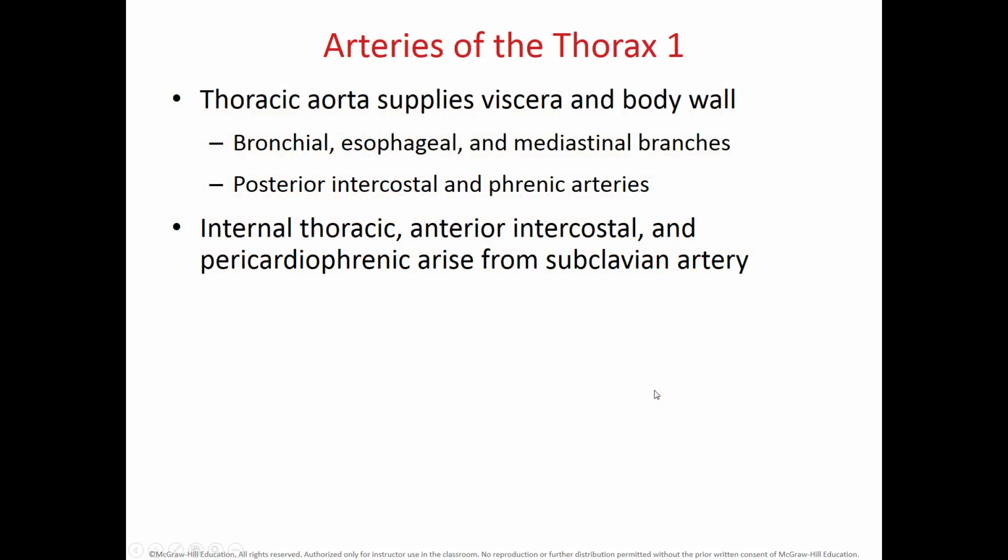So now for the arteries of the thorax, they provide blood supply to the organs of the thorax or the thoracic wall. So we have the bronchial, esophageal, mediastinal branches, the posterior intercostal, phrenic arteries that are going to provide blood supply to the different tissues and organs. Along with that, we have the internal thoracic, anterior intercostal, and pericardiophrenic that are branches of the subclavian artery, not the thoracic aorta.